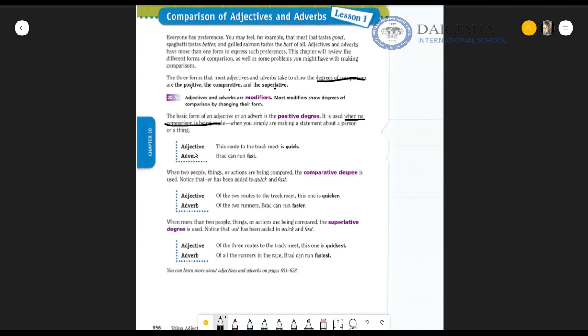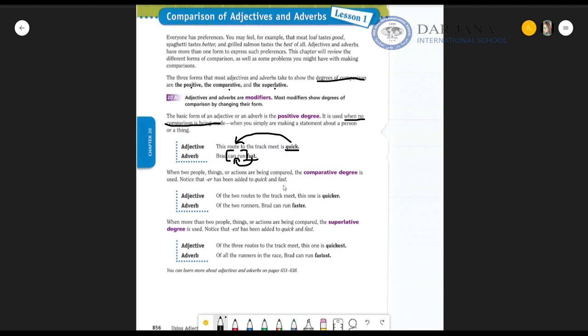For example, this route to the track meet is quick. Now, quick is an adjective that modifies route, and I can notice no comparison is being made. It's just a positive response toward the route. Same thing for adverbs. Brad can run fast. Fast is an adverb modifying the verb phrase can run. And again, it's an adverb that shows me how Brad can run, and no comparison is being made.